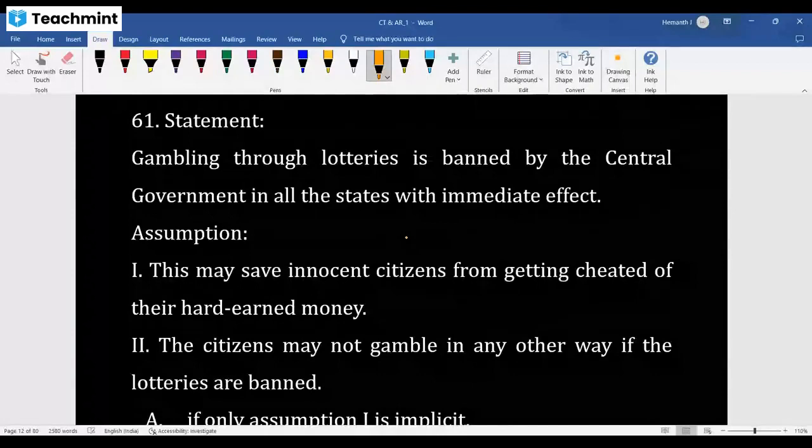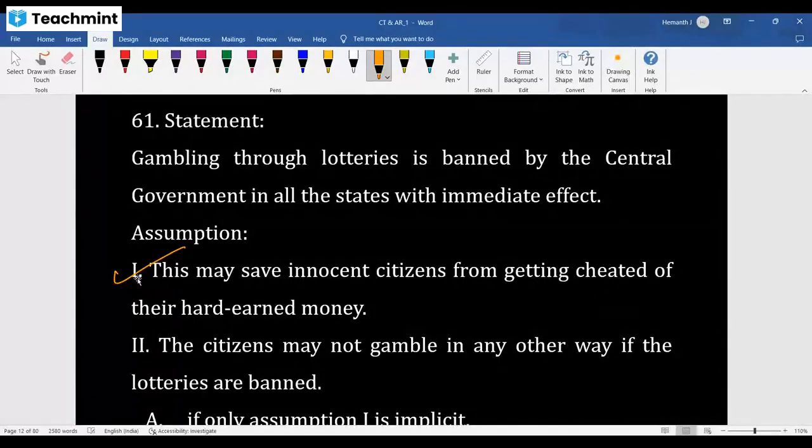Gambling through lotteries is banned by the central government in all the states with immediate effect. This may save innocent citizens from getting cheated of their hard-earned money. In gambling, only one will win, remaining all will lose. Innocent people will lose their hard-earned money. Right, so that's a positive thing.